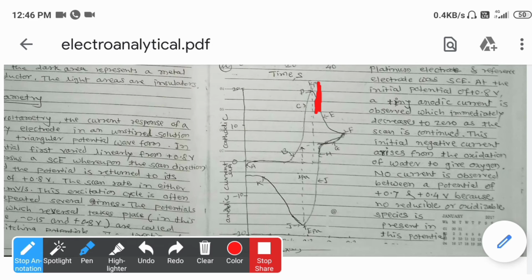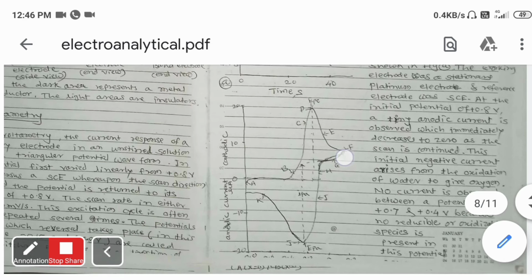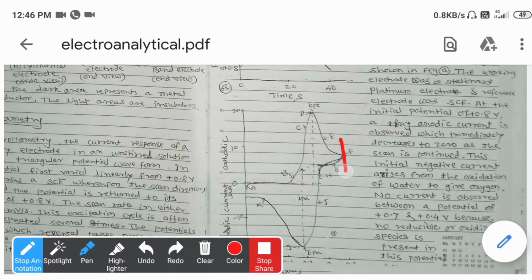from point D to point F we get a decrease in the cathodic current because there is no reducible species available near the electrode surface, and also the diffusion control current, due to the concentration difference, is also less. So up to point F we got a decreasing cathodic current, okay? Decreasing cathodic current.